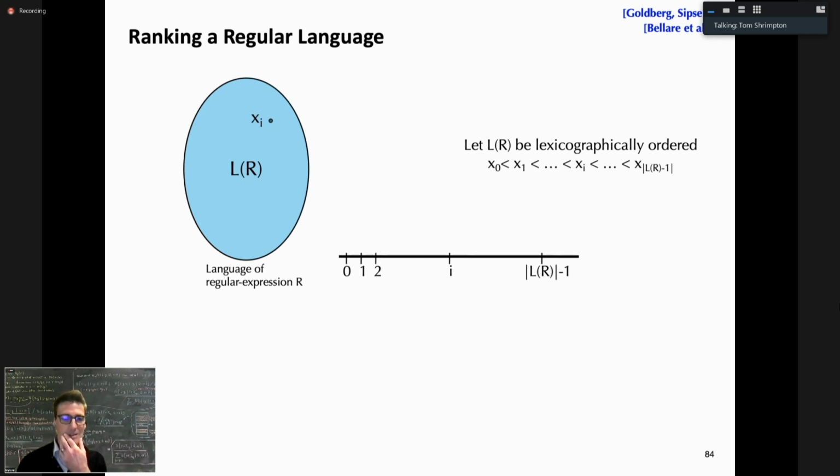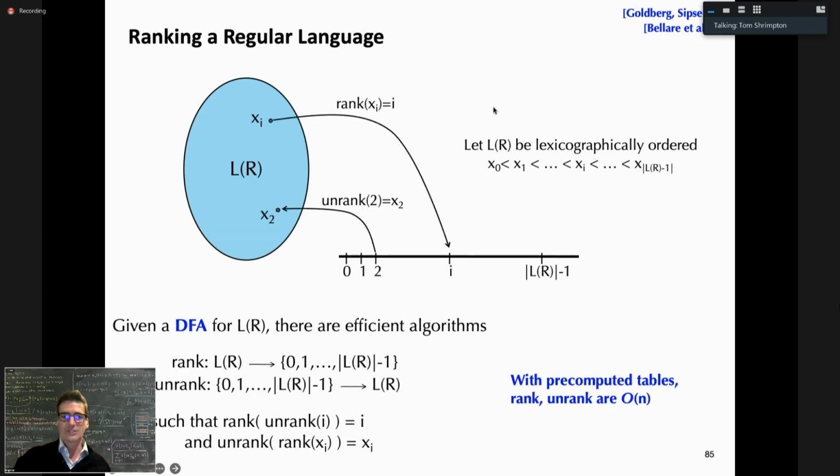So let me explain how it works. You have some regular language, the language of some regular expression R, and there's some point X sub i that's in this language. Now I want you to imagine you take all the strings in this language and you order them lexicographically. Then the rank of string X sub i is i. It's the ith string in this ordering. I guess it's actually the i plus one string if you start from zero, but the rank is basically the index of the string if you've indexed them appropriately.